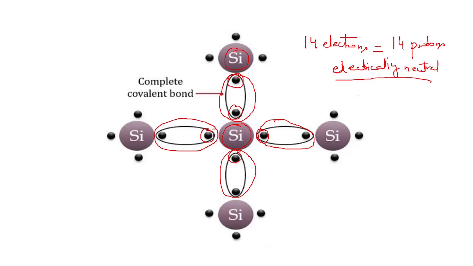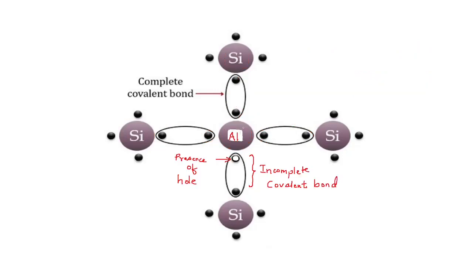Now from this, if we remove the silicon atom at the center and if you add a trivalent impurity such as aluminium, then the structure will look like this. Now here we know that aluminium is a trivalent impurity. It will be having 3 valence electrons. So these 3 valence electrons will make 3 covalent bonds with its adjacent silicon atoms. So here you can see this is one covalent bond, this is another covalent bond, and this is third covalent bond.